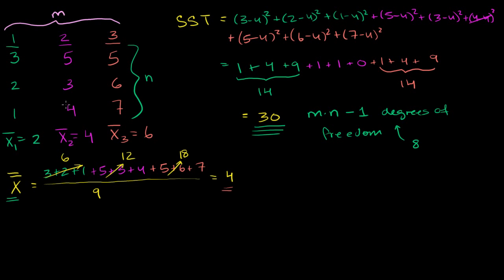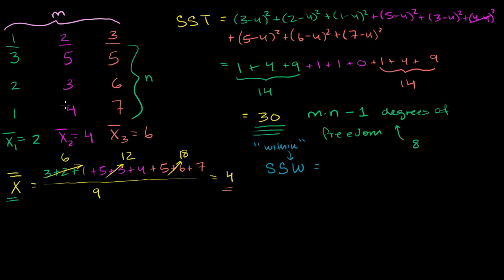So first, let's figure out the total variation within the group. So let's call that the sum of squares within. So let's calculate the sum of squares within. Let me do blue. The sum of squares within. And let me make it clear, that stands for within. So we want to see how much of the variation is due to how far each of these data points are from their central tendency, from their respective means.